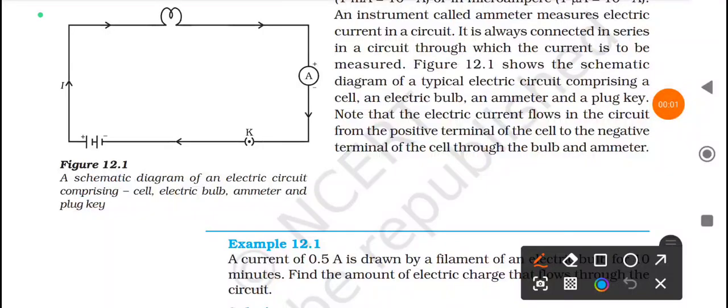Hi friends, let's start the next portion of electricity. A schematic diagram of an electric circuit comprising a cell, electric bulb, ammeter and plug key.